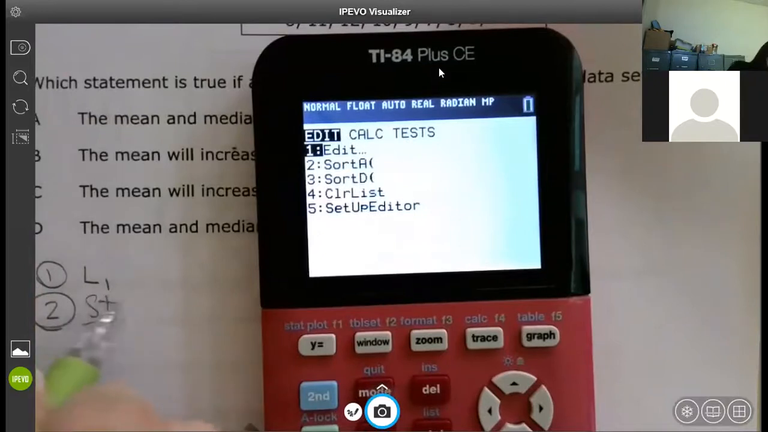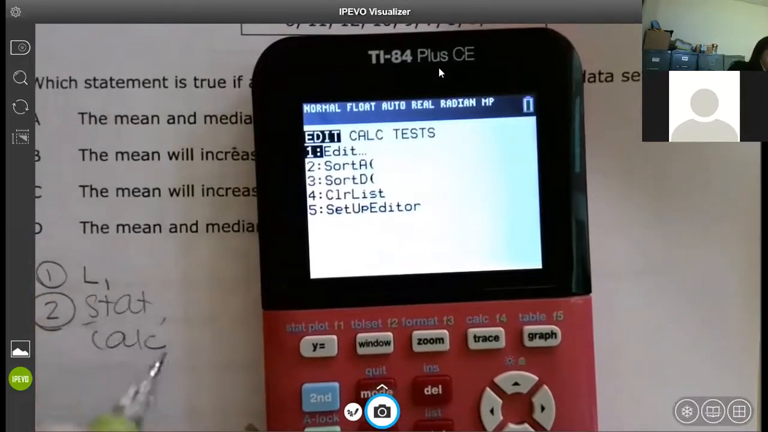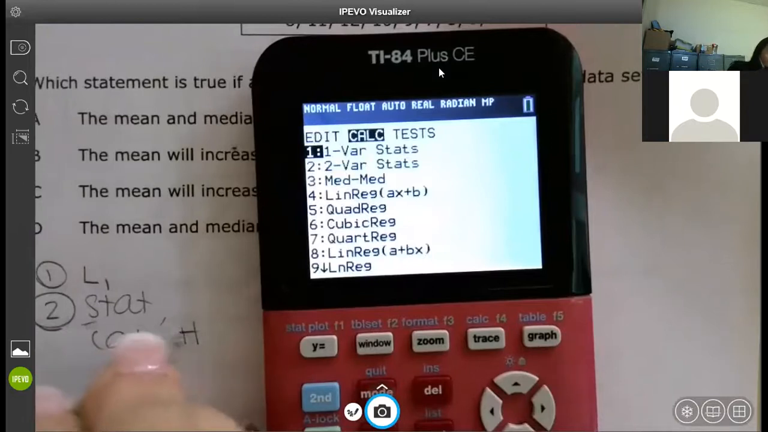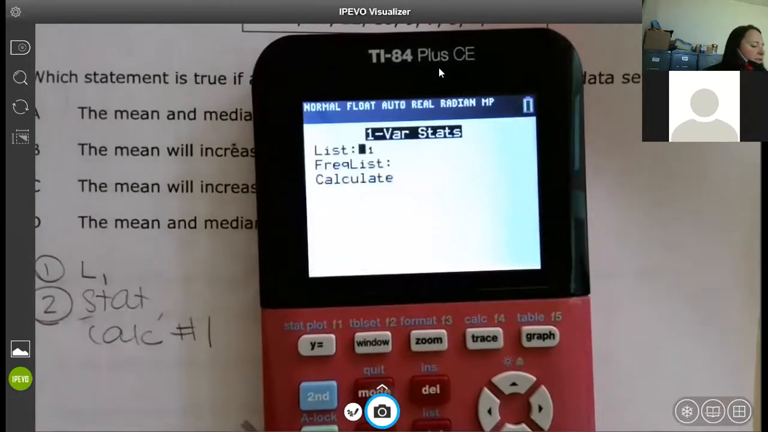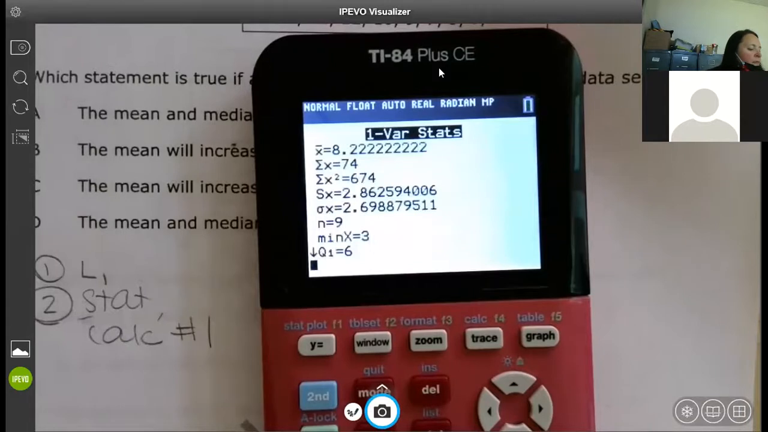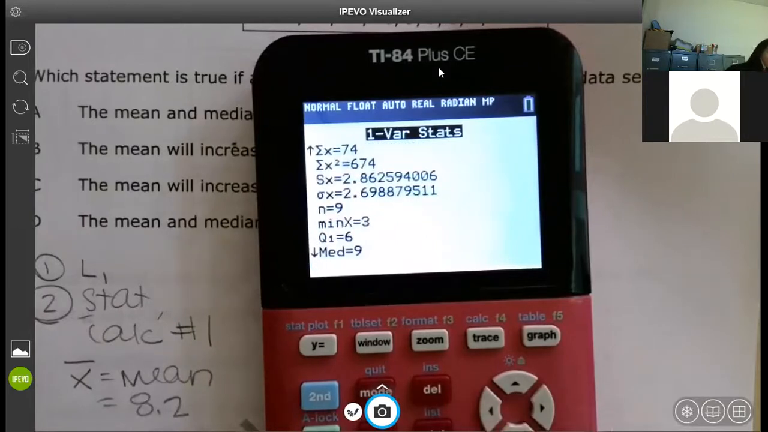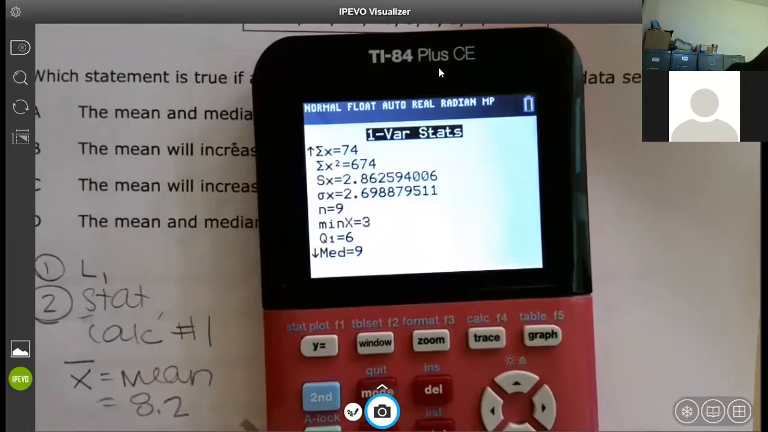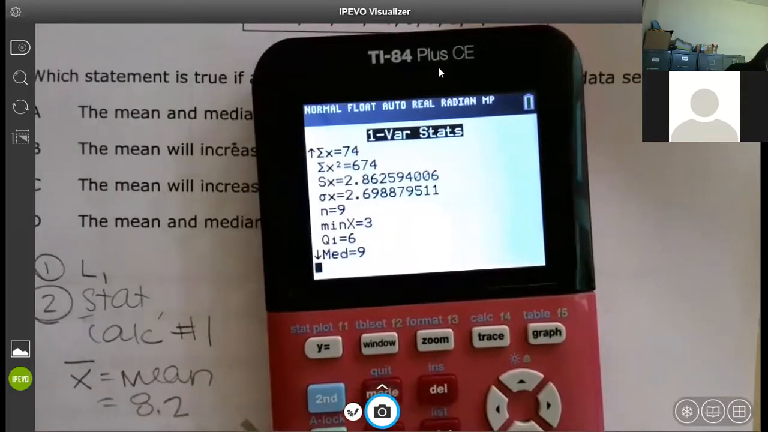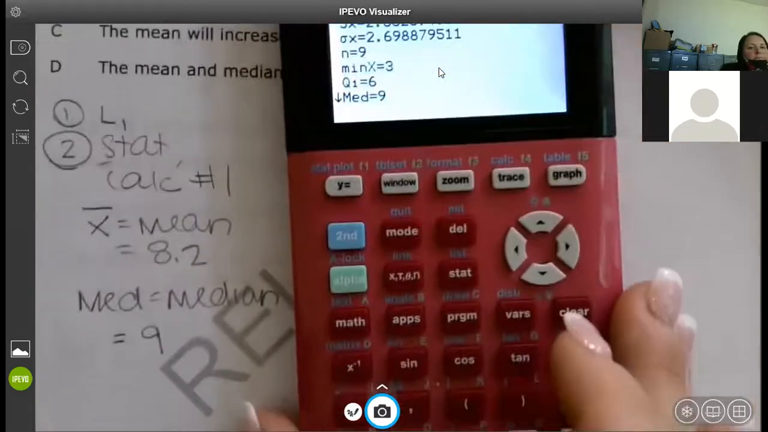You go to stat, calc, and number 1, that 1 bar stats. You guys will see it'll give you your mean is 8.2. And then if you go down a little bit, your median is 9. So that's all I put on there. I just wrote it down.